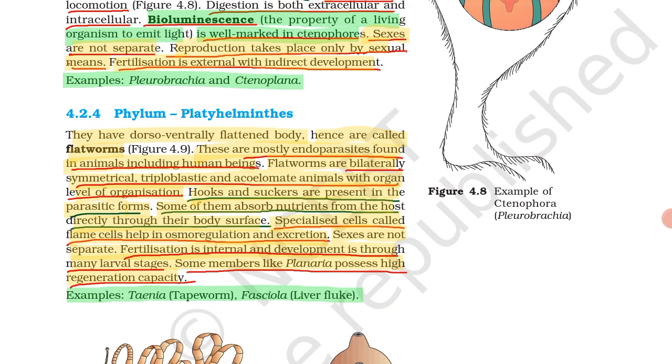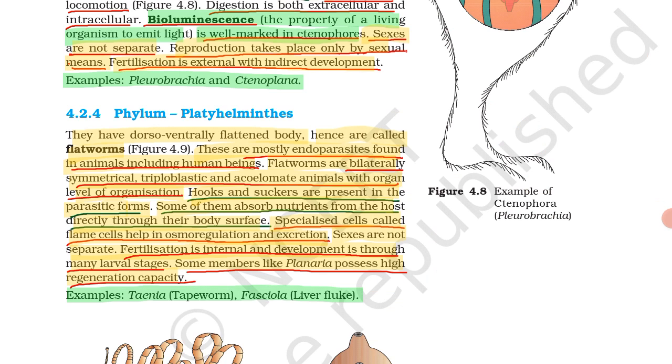Phylum Platyhelminthes. So let's learn about Platyhelminthes. They have a dorsoventrally flattened body, hence they are called Platyhelminthes or flatworms. These are mostly endoparasites found in animals including human beings.